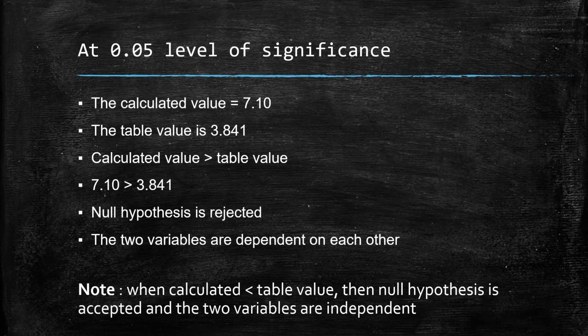When the calculated value is less than the table value, then the null hypothesis is accepted and the two variables are said to be independent of each other.